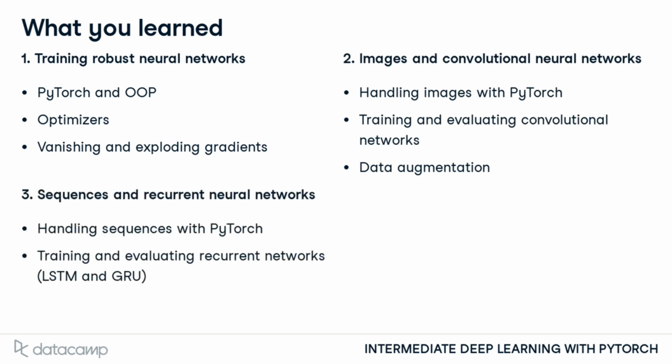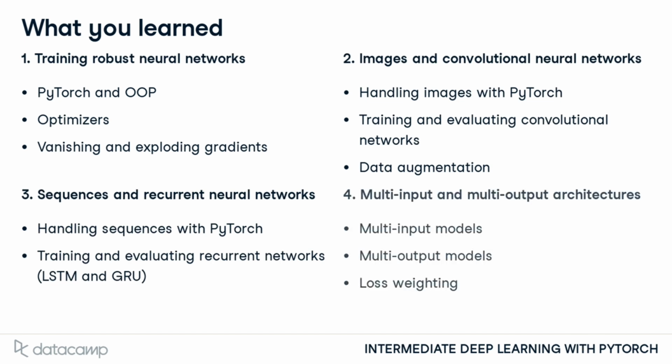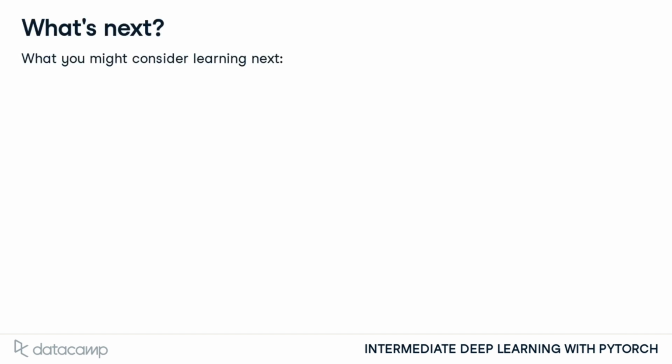In Chapter 3, you tackled sequential data. You learned how to process it and how to construct a PyTorch dataset from it. You also got familiar with popular recurrent architectures, including LSTM and GRU models, which you have trained and evaluated. Finally, in Chapter 4, you learned to build models with multiple inputs and multiple outputs, and apply loss weighting to multi-output models to put more focus on one of the tasks. You can now build a wide range of deep learning models to solve various problems.